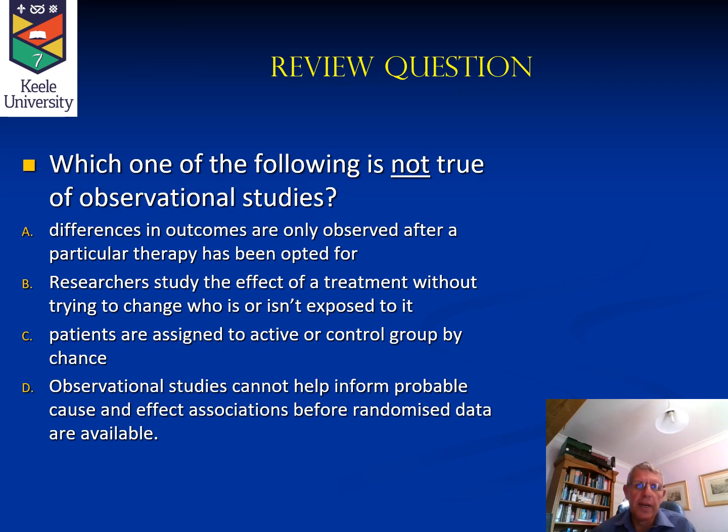As we're going to be looking at an observational study, let's just have a review question. Which one of the following is not true of observational studies? Is it A, differences in outcome are only observed after a particular therapy has been opted for? B, researchers study the effects of a treatment without trying to change who or who isn't exposed? C, patients are assigned to an active or control group by chance? Or D, observational studies cannot help inform probable cause and effect associations before randomized data are available.